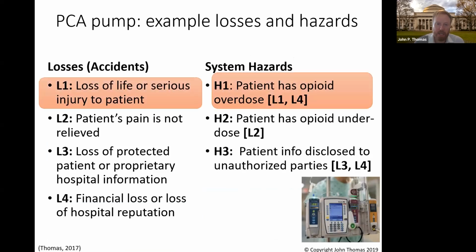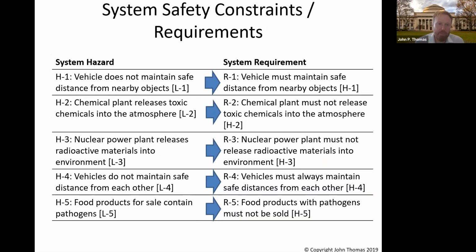Okay, I'm going to skip a couple examples in the interest of time. Once we have these hazards, we translate those into system requirements. So if in automotive we said a vehicle does not maintain safe distance from nearby objects, and that's a system level hazard in STPA, what's the system level requirement? Well, the vehicle must maintain safe distance from nearby objects. I didn't blow anybody's mind by writing down that requirement.